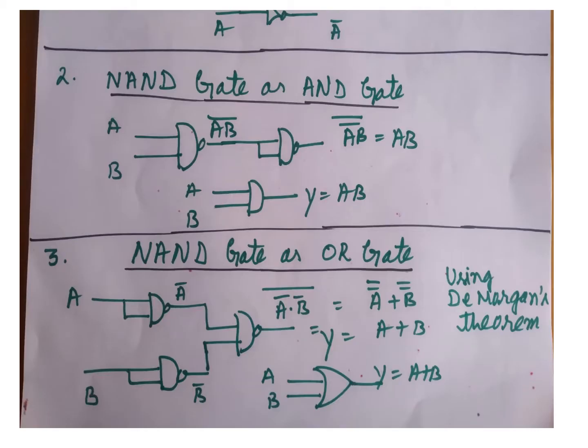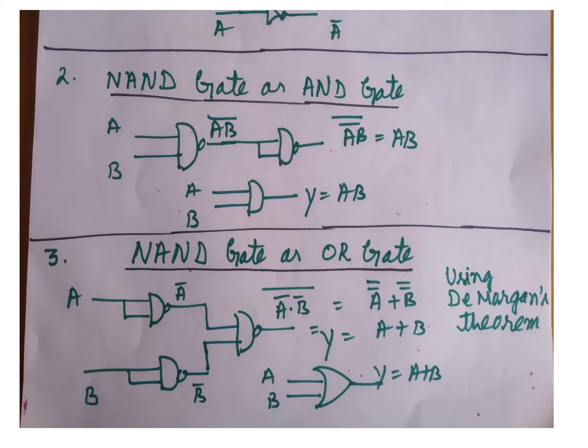Second, NAND gate as AND gate. Here we have two NAND gates. The inputs to the first NAND gate are A and B. At the output of the first NAND gate we have (AB) complement, and this is fed to the second NAND gate, connected as NOT gate, and at the output of this I have (AB complement) whole complement. Double complement of any variable is that variable itself. Therefore we have y is equal to AB.